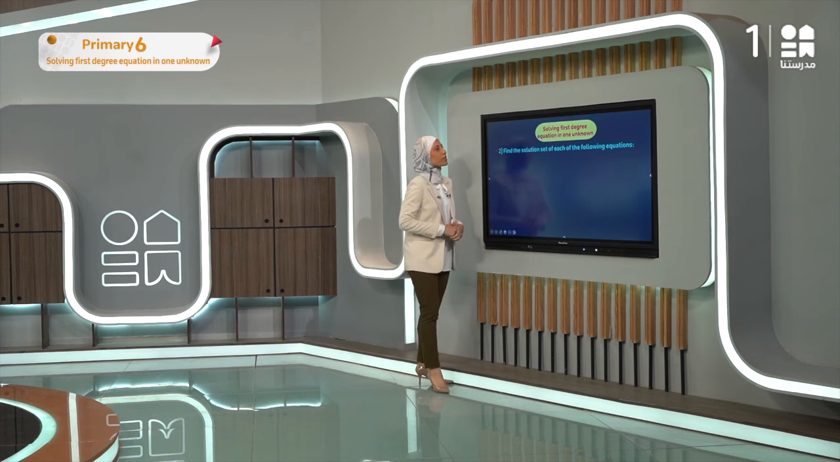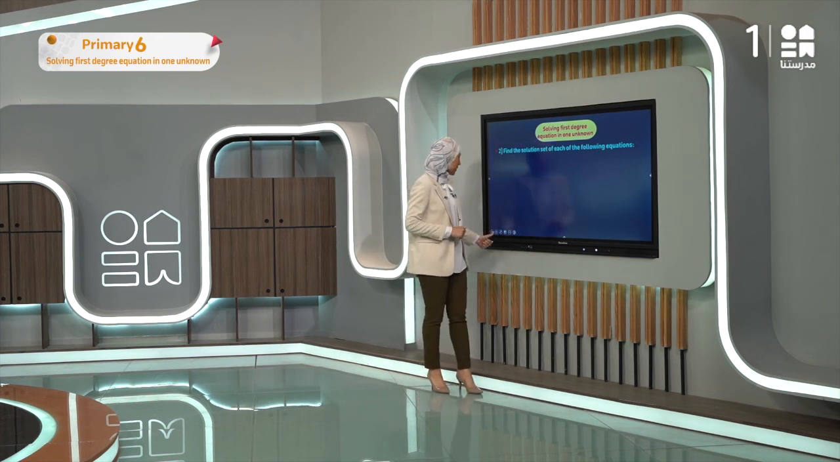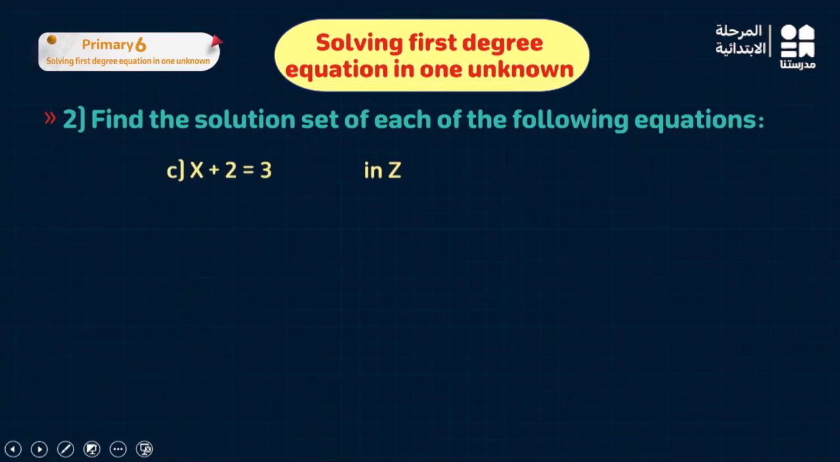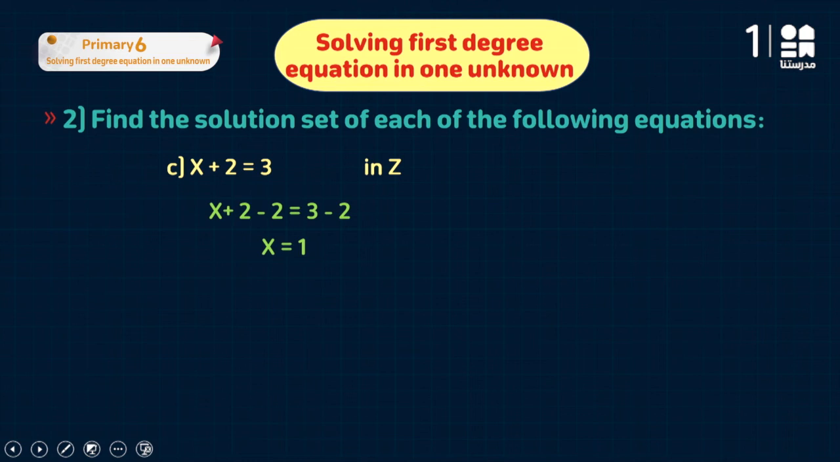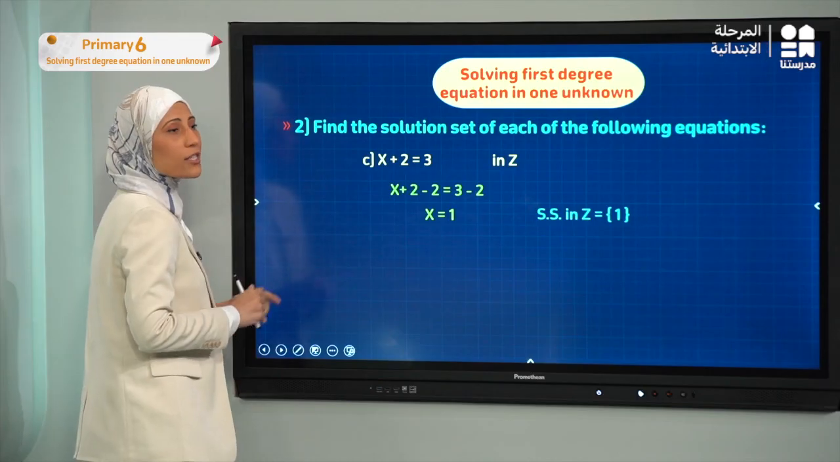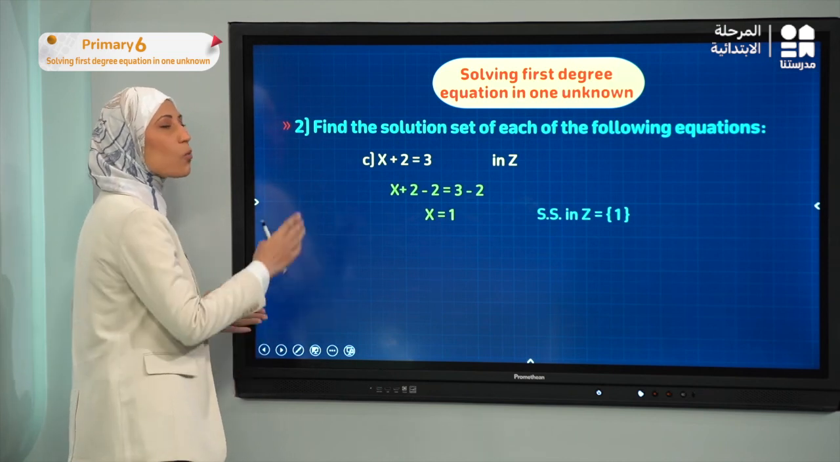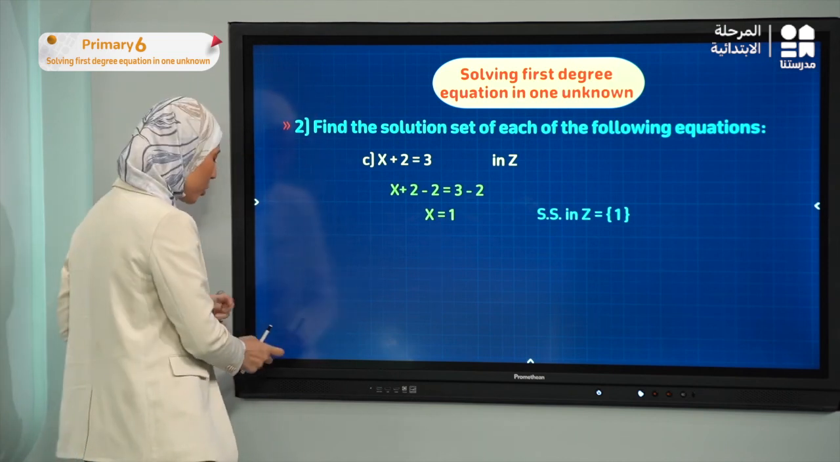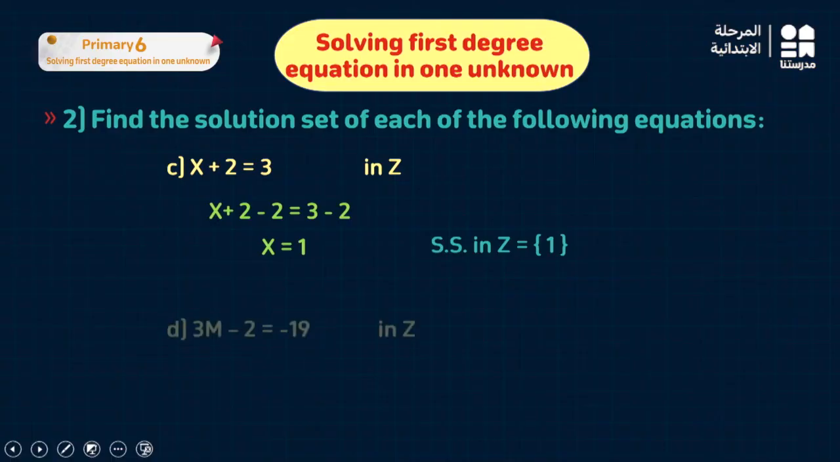I have here: find the solution set of each of the following equations. The second exercise I have is x plus 2 equals 3 in Z. Now he wants me to find the solution set in Z. So I will subtract 2 from both sides to find the value of x. So x equals 1. I have 1 in the integers, which include positive, negative, and 0. So 1 is in Z, and the solution set in Z will be {1}.